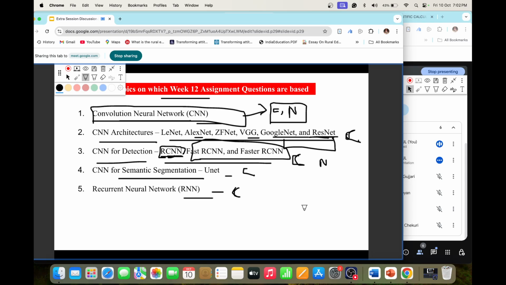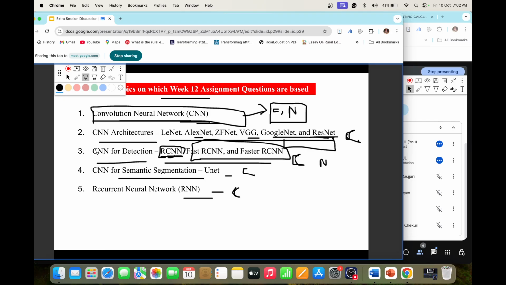And then week 12 CNN, that is very important for both conceptual as well as numerical. Like what is the output dimension when a convolution filter was there, or when a pooling layer was there. Also, what is the number of parameters when a convolution filter is there, or when a pooling layer was there. So this question is very important from a numerical point of view regarding convolutional neural networks.